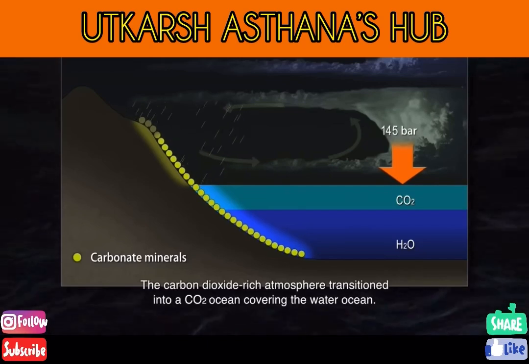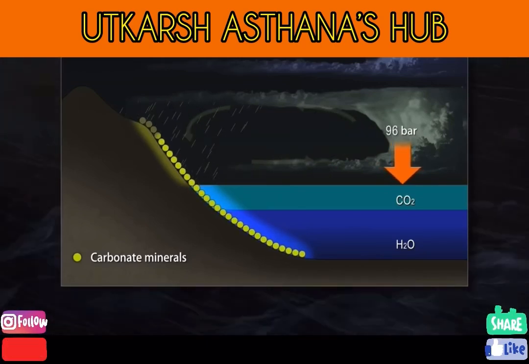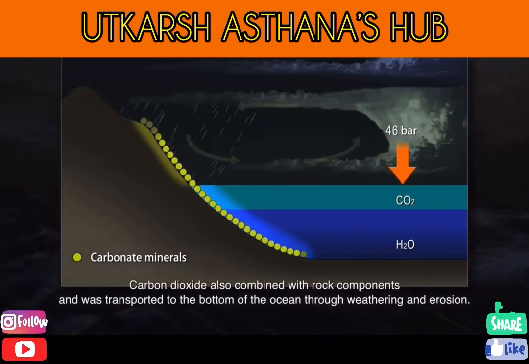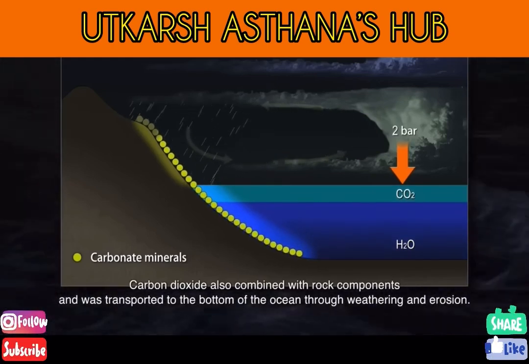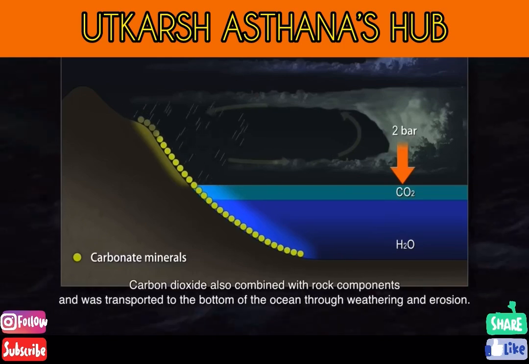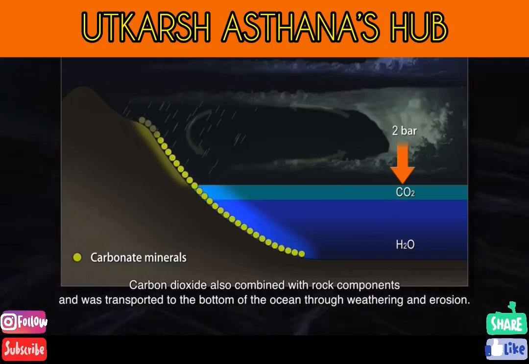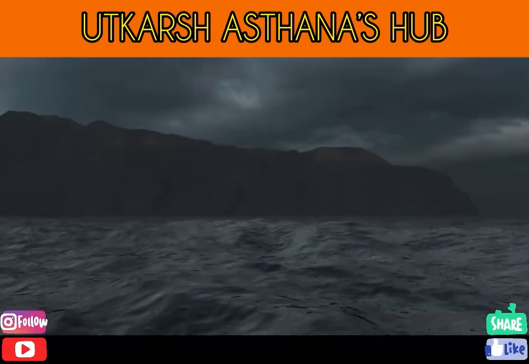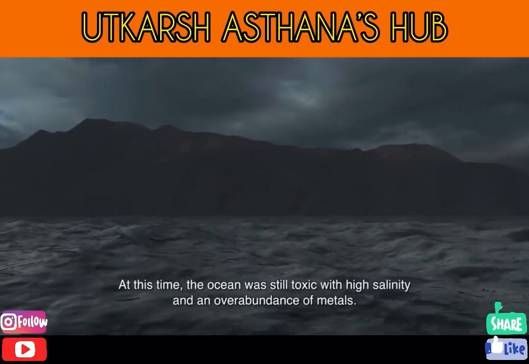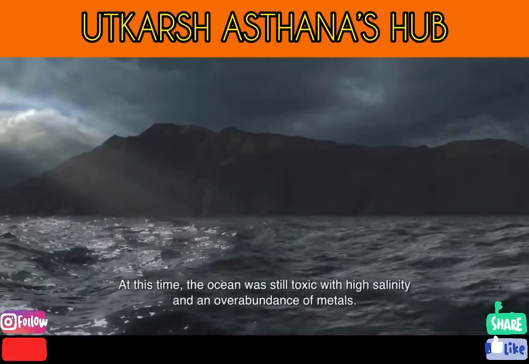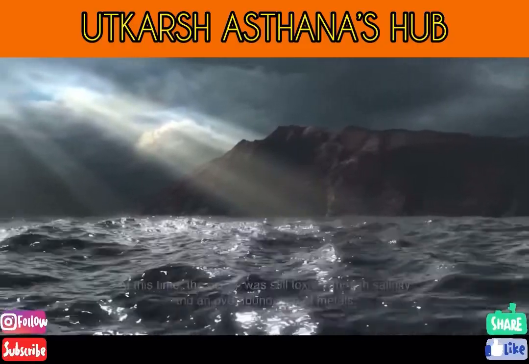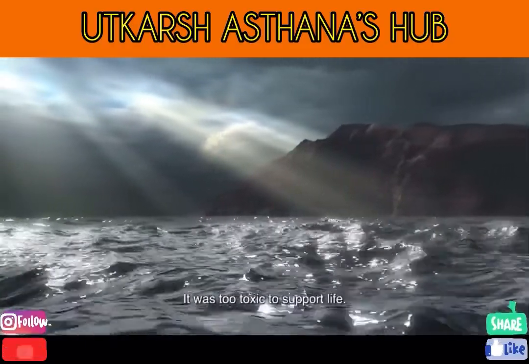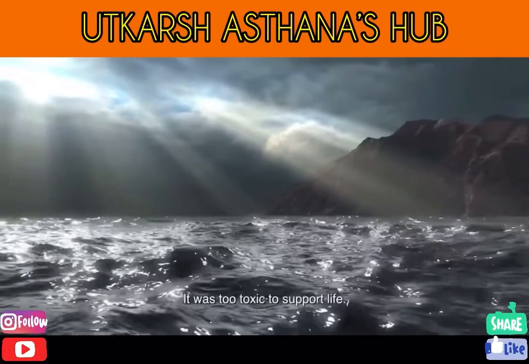And CO2 levels also began increasing in the atmosphere. Carbon dioxide also combined with rock components and was transported to the bottom of the ocean through weathering and erosion. And this once again proved the livability on Earth. At this time, the ocean was still toxic with high salinity and an overabundance of metals. It was too toxic to support earthly life at that time.